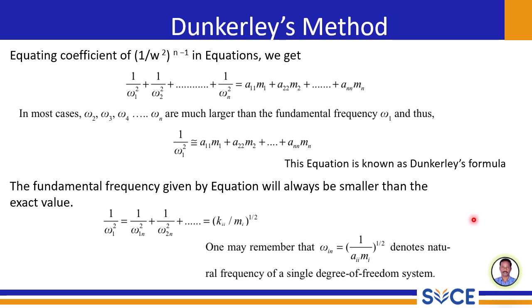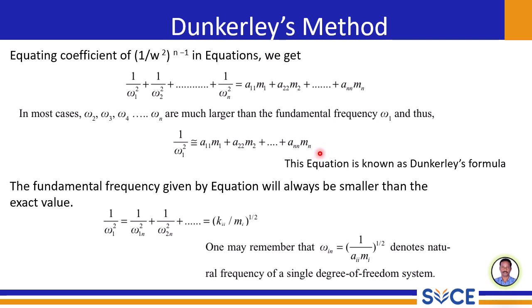In this slide, we are coming to conclude Dunkerley's formula. As discussed in the previous slide, by equating the coefficients of the 1 by omega square terms, we arrived at the relationship 1 by omega square equal to a11 m1 plus a22 m2 plus so on till ann mn.